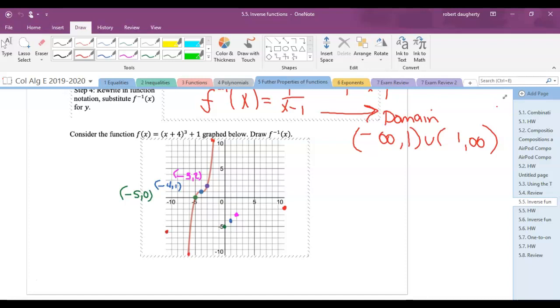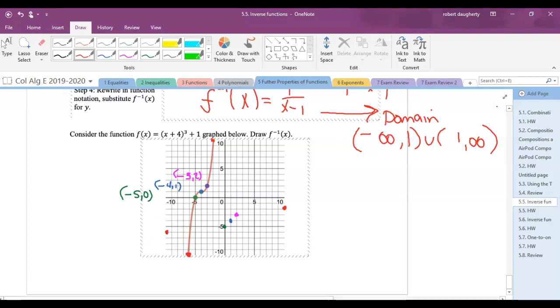Y'all not with me? Somebody tell me what they think this point is. I'm agreeing with you, but the point of the inverse will go to what? Negative 10, negative 6. If this is negative 6, negative 10, what would the inverse need to be looking for? Negative 10, negative 6, which is about right here.